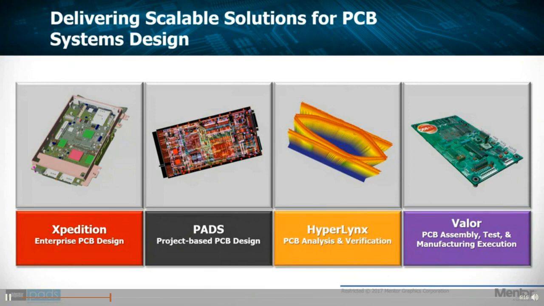HyperLynx is a PCB analysis and verification tool. It is used for signal integrity, it's used for power integrity, as well as EMI checking. So the HyperLynx family of suites can do essentially any virtual prototyping need that you need in order to ensure success on your first spin of your printed circuit board. And then Valor is kind of like HyperLynx, except it's on the manufacturing side. It checks for assembly checks, it tests for design for manufacturing, and makes sure your yield is as high as possible.